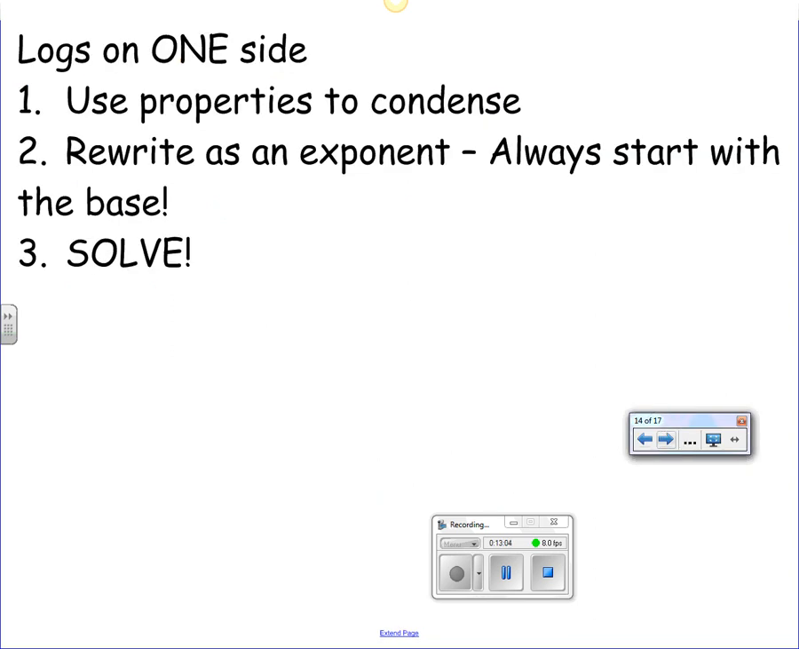All right. In these last examples, you only have logs on one side. So you're still going to condense, but then there's not going to be anything to cancel. So you're going to have to rewrite it as an exponent. So let me show you what I mean by that.